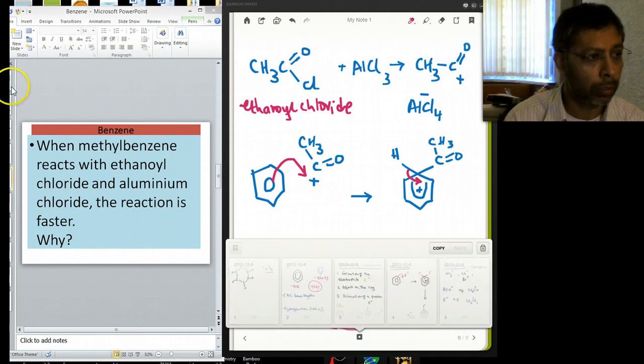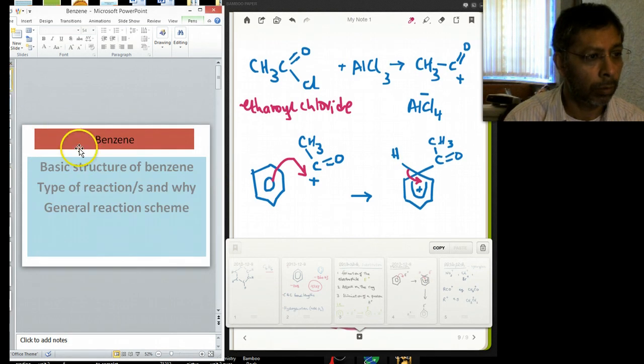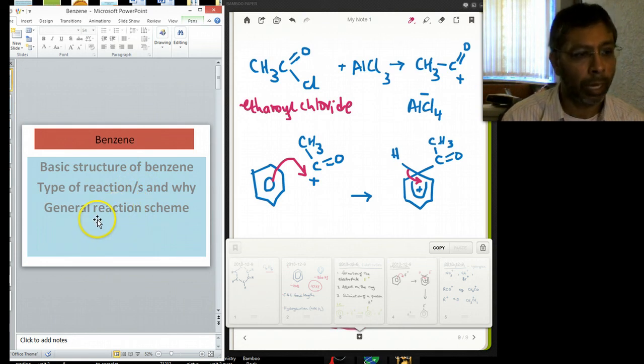We've had a look at the basic structure of benzene and the type of reactions and why those reactions happen, and we've also seen a general scheme for the mechanism.